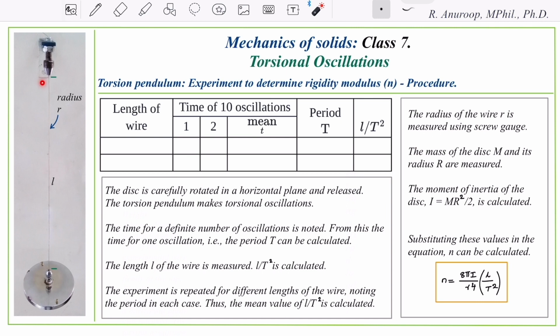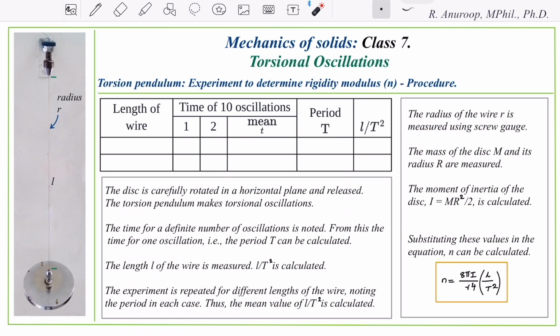Now measure the length of the wire, small l. Then L by T square can be calculated. Because we know the period T and the length of the wire, therefore L by T square can be calculated.